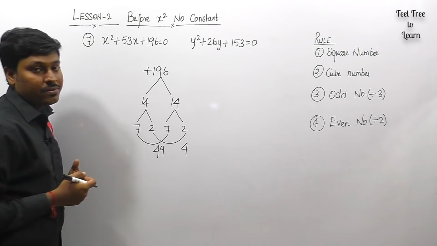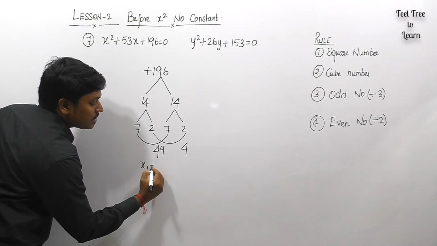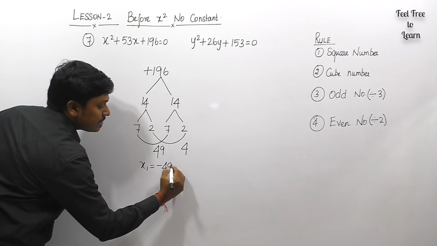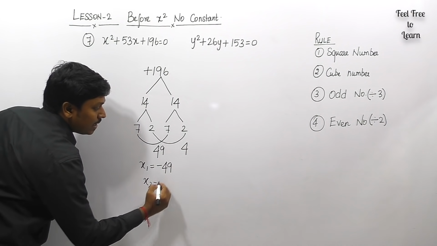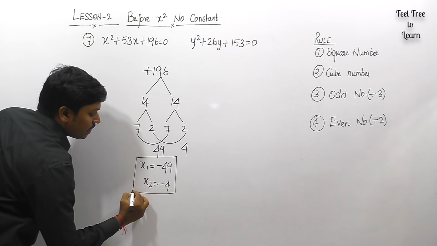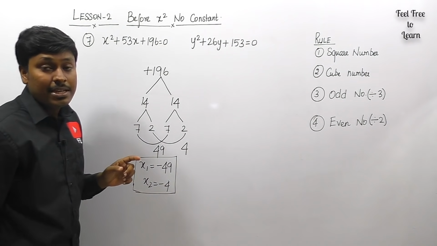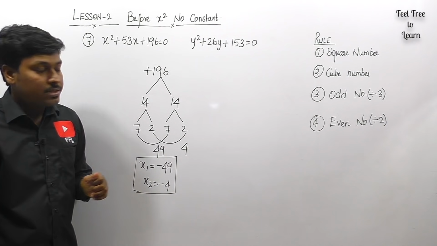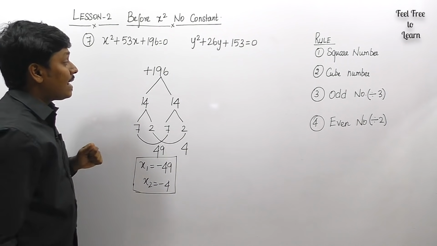So finally we found the factors, right? So x1, here it is plus 49, but while writing, change the sign as minus 49. x2, here it is plus 4, but while writing it should be minus 4. So finally we got the answer as x1 will be minus 49 and x2 will be minus 4. So let me move on to the second expression, friends.